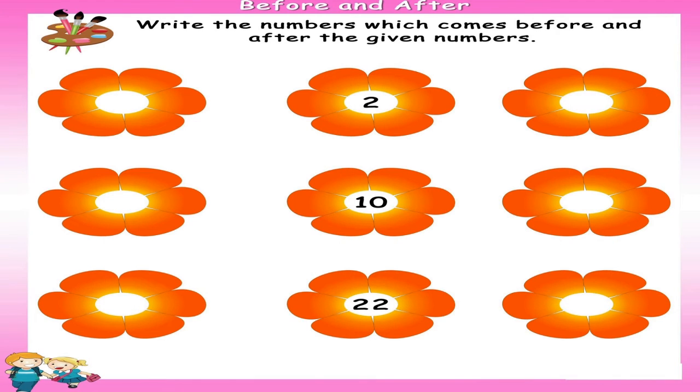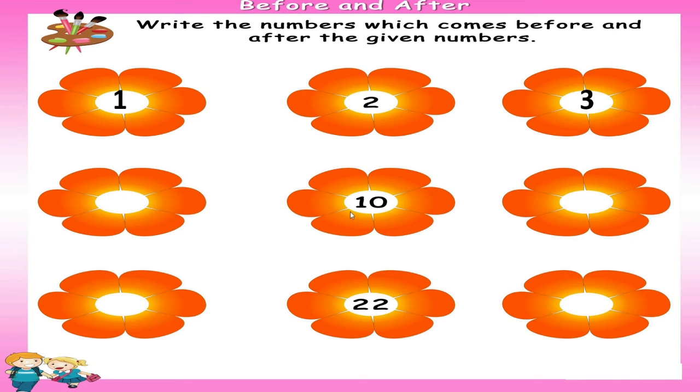Write the numbers which comes before and after the given numbers. This is very easy. Here in between numbers are given, that is 2, 10 and 22. We must have to fill these flowers by before number and after number. See, before 2 comes 1, correct? And after 2 comes 3.